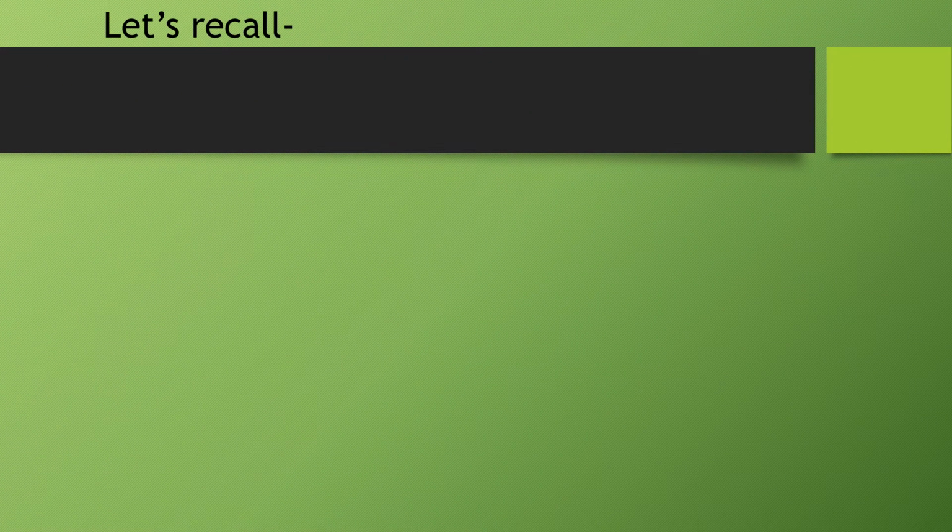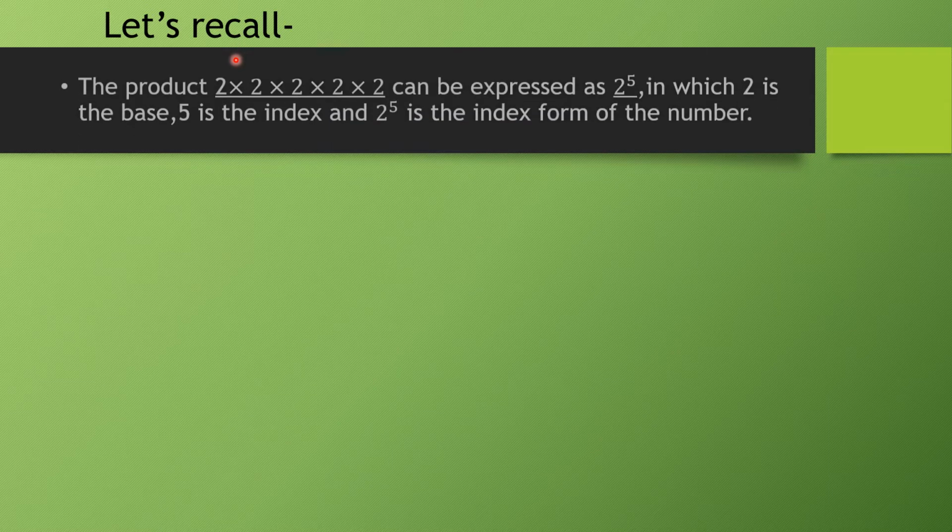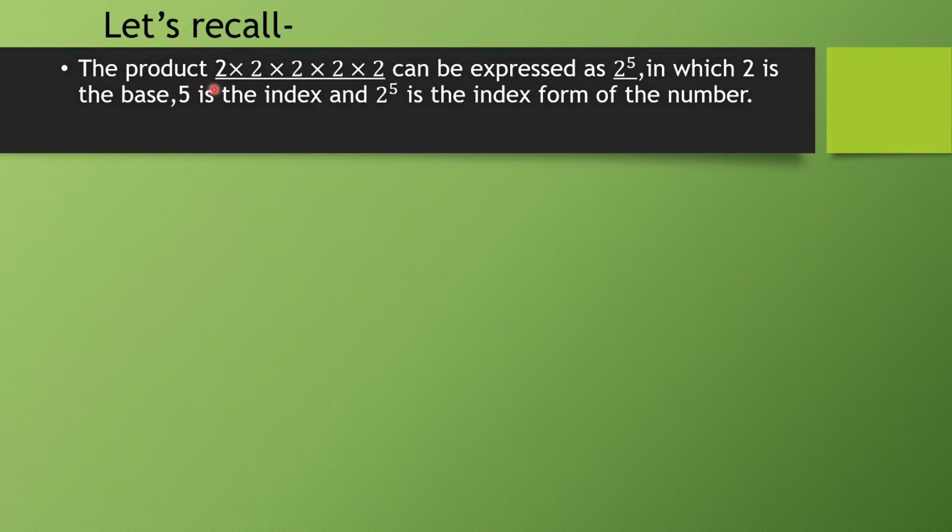Let's recall. In earlier standards, you have learnt about indices and laws of indices. The product 2 into 2 into 2 into 2 into 2 can be expressed as 2 raised to 5. Look here again. In this product, 2 has been taken 5 times and this product can be expressed as 2 raised to 5, in which 2 is the base and 5 is the index. 2 raised to 5 is the index form of the number.